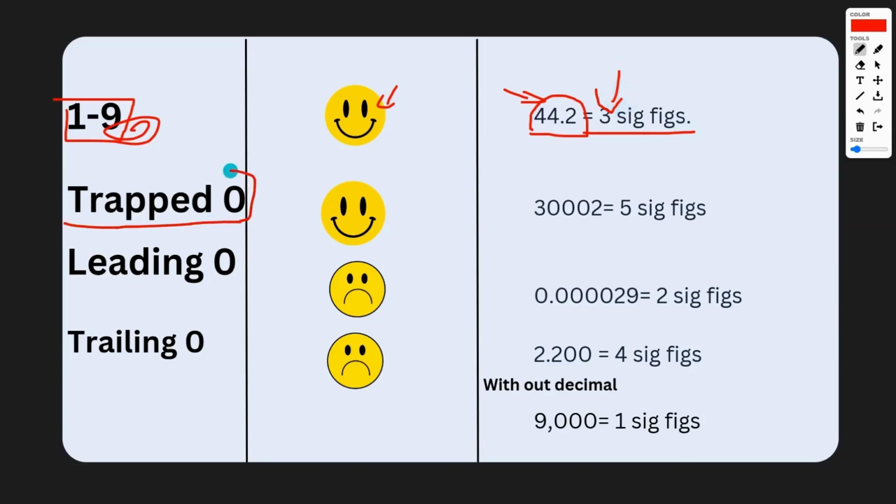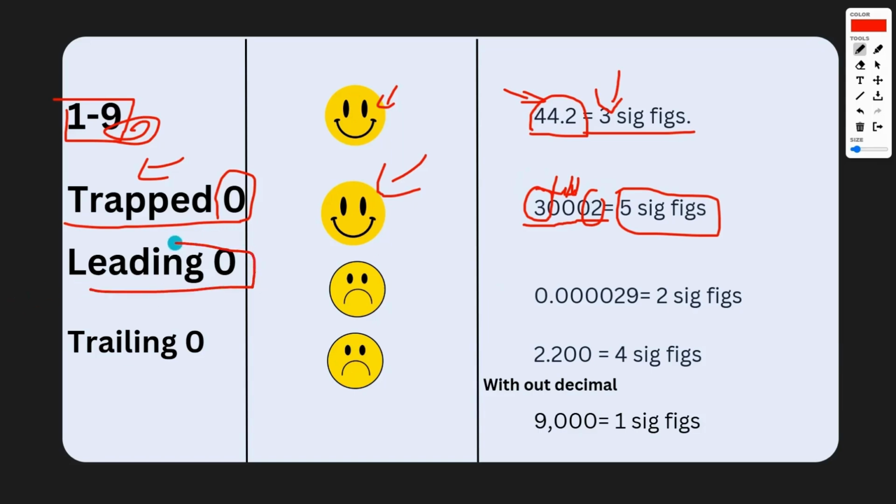Trapped zero. Trapped zero means the zero that is trapped basically in the middle. It is also significant. 30002 has 5 sig figs because the zeros in the middle are surrounded by non-zero numbers.